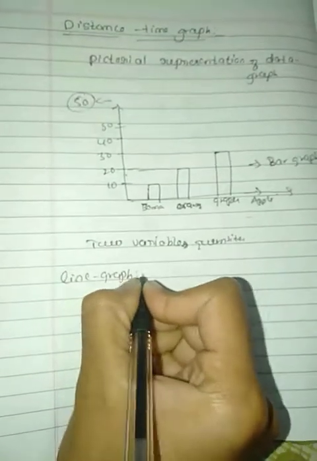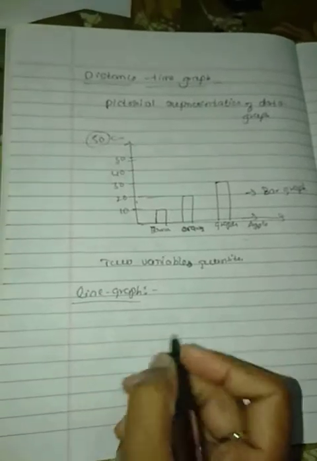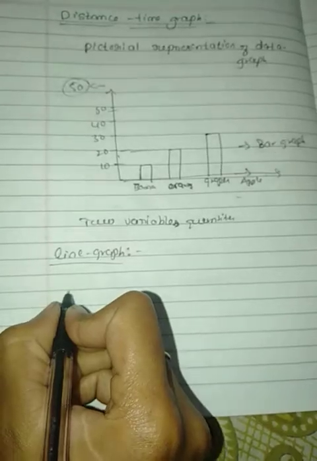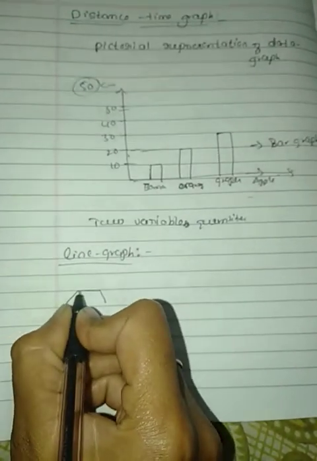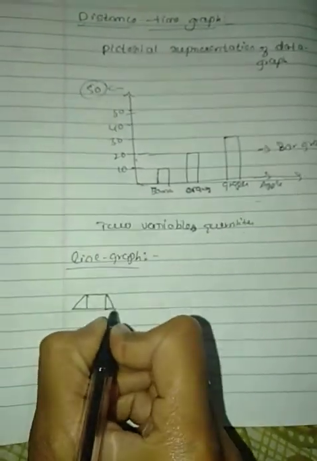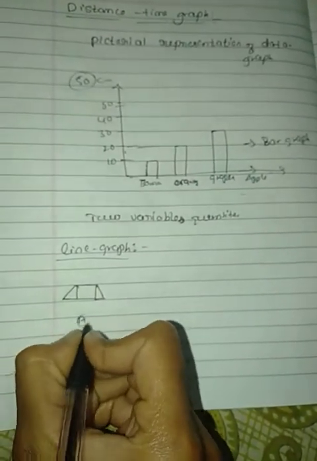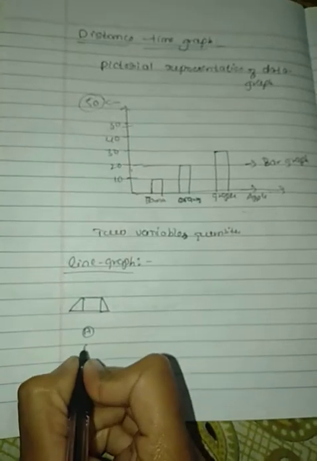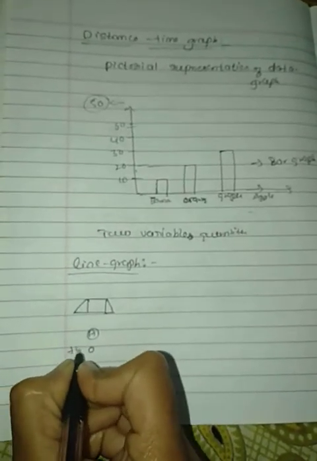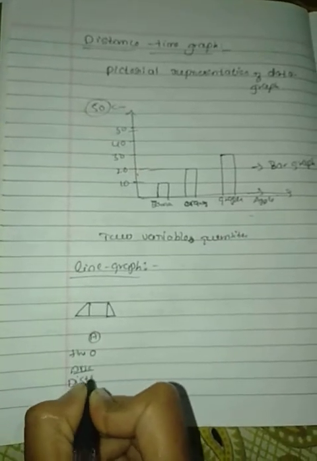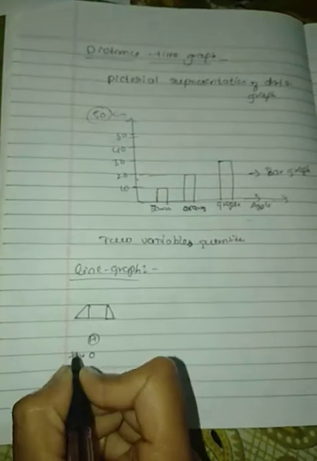Okay. Another one is line graph. So what is line graph? I'll explain now. See here, if the car is moving, this is the car. Now the car is at position A, that means it is at rest. Its speed is 0, and the time is also 0, because it is at rest. Time is 0, distance is also 0.